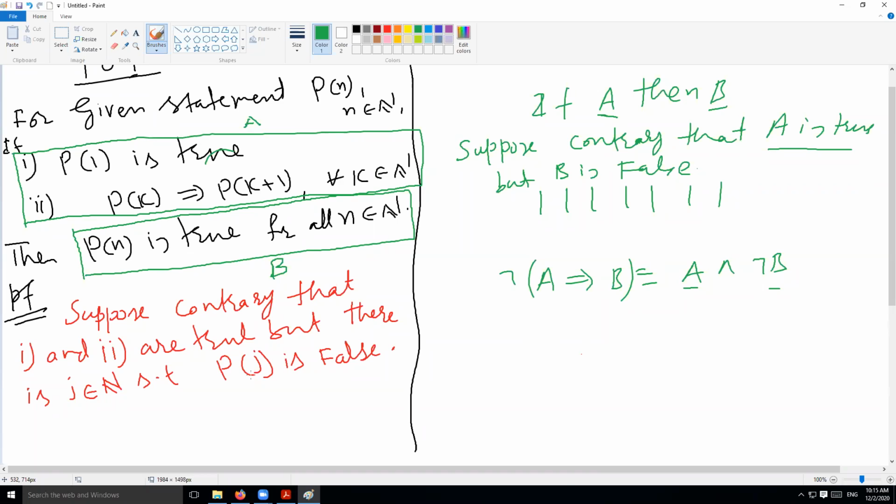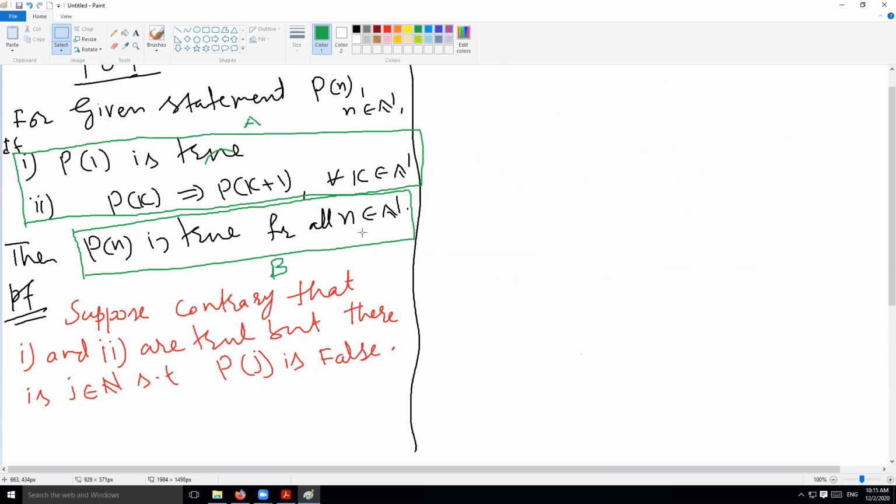Such that the P of j is false. And as I said, the negation of the universal statement is that there must be at least one n for which P of n is not true. Let's give it a j. There can be many j's, in other words, there can be many steps.